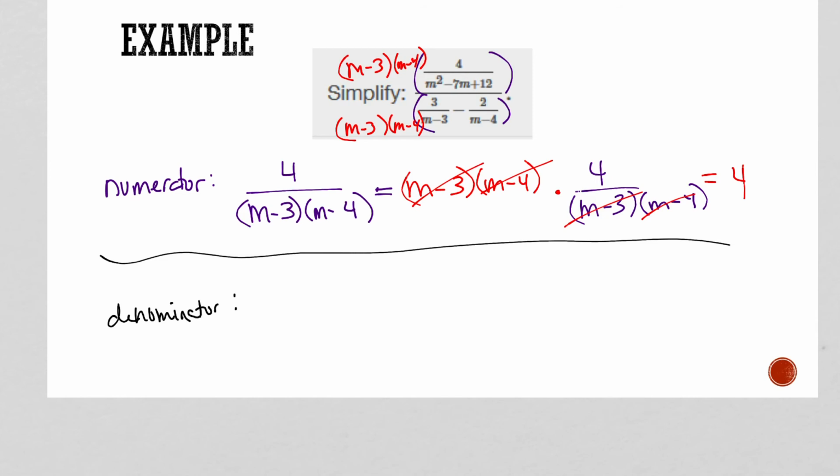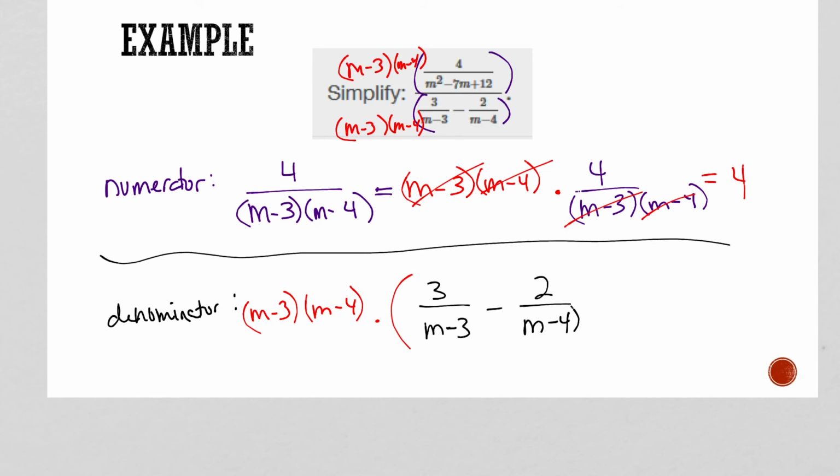I have m minus 3, m minus 4 times 3 over m minus 3, minus 2 over m minus 4, okay? So when I multiply this whole thing times that, the m minus 3's cancel, and I am simply left with 3 times m minus 4, okay?